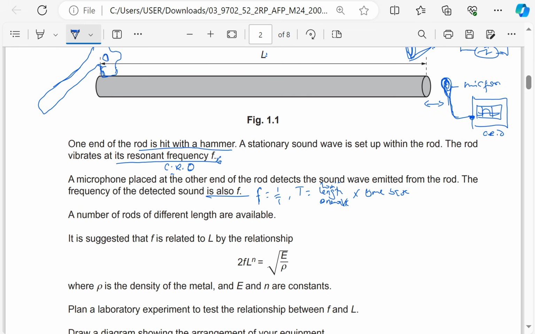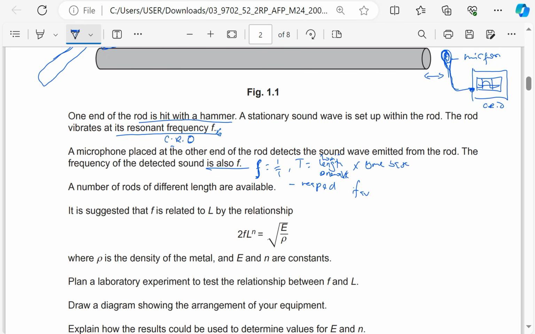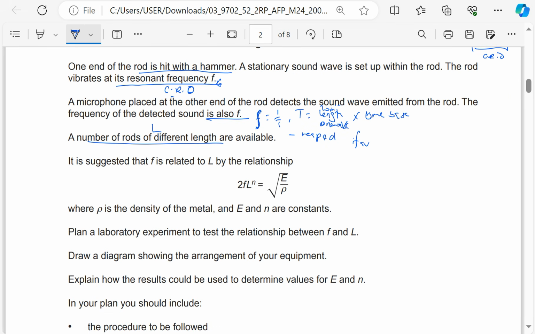But to get a better value of f, we are going to repeat for the same length L and get f average. A number of rods of different lengths are available, so we have different values of L. It is suggested that f is related to L by the relationship. So we have now identified that f is the dependent variable, and L is the independent variable. So I will change L and obtain f.